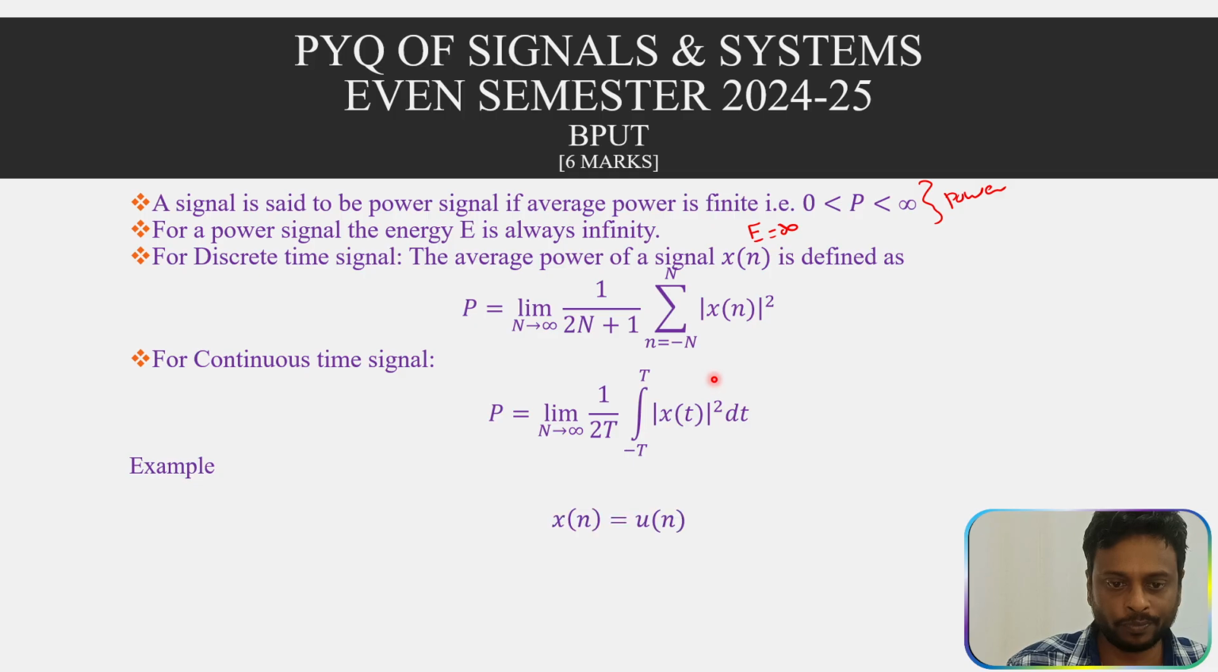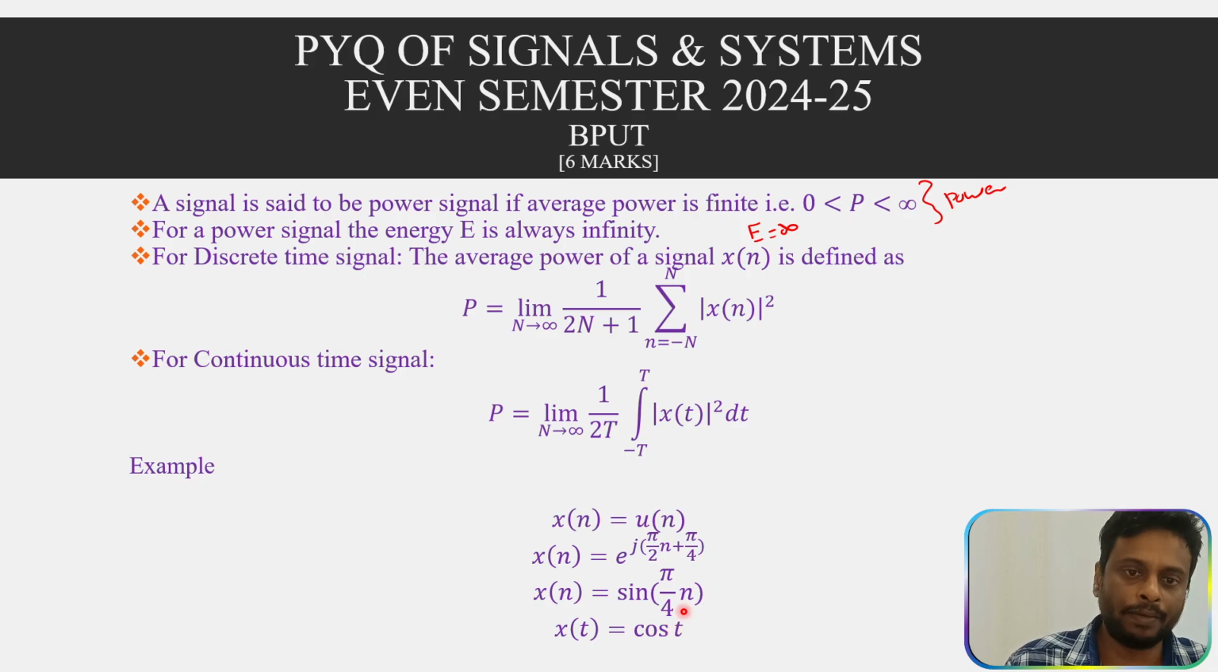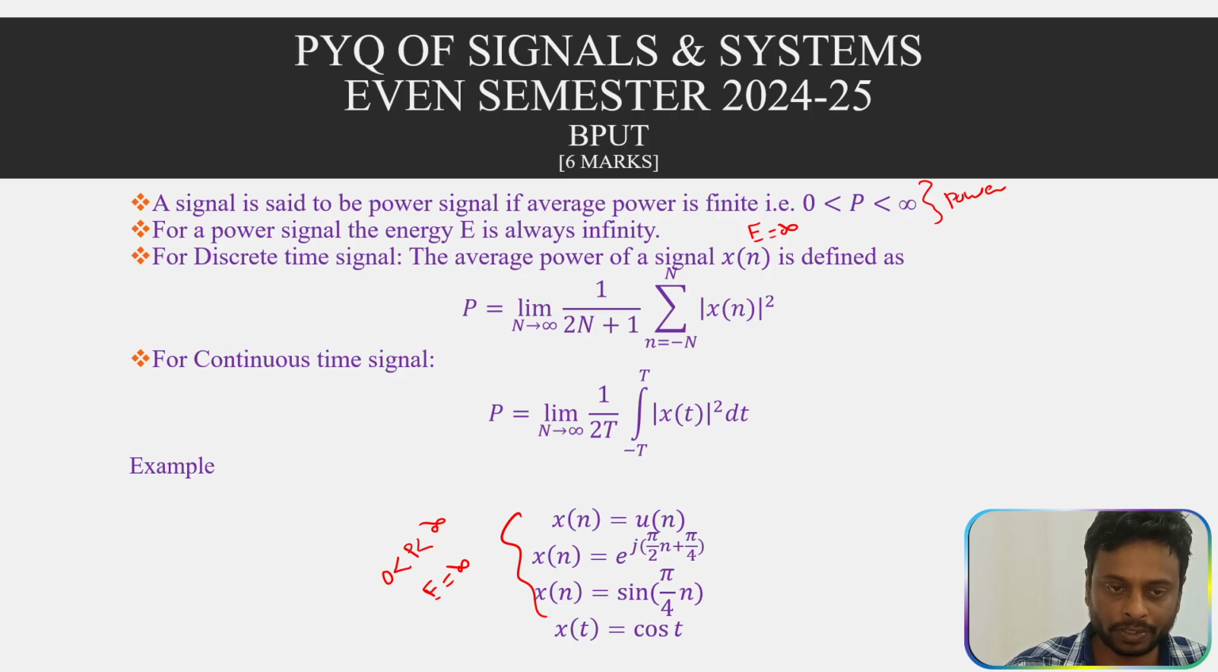So let us see some examples. x of n equal to e to the power of j theta n is a power signal. Similarly, sin theta would be a power signal. Similarly, this is a continuous time signal, x of t equal to cos t. This is also a power signal. In all these cases you can see the average power is finite and energy is equal to infinity. That is why these signals are called power signals. And this is our second 6 mark question.